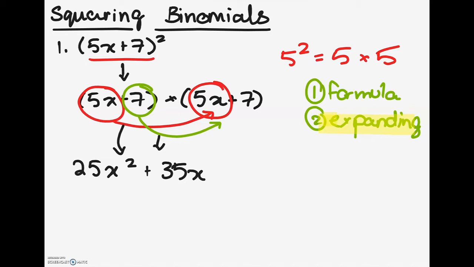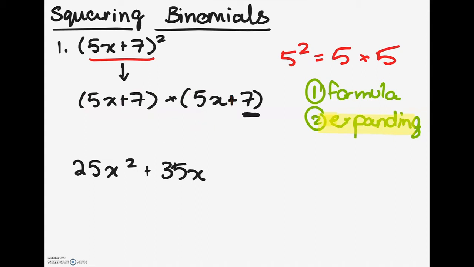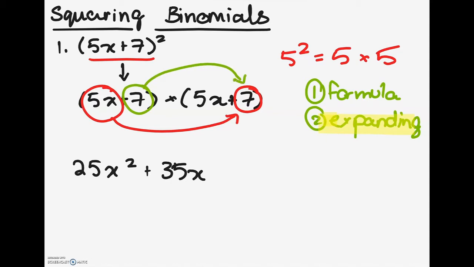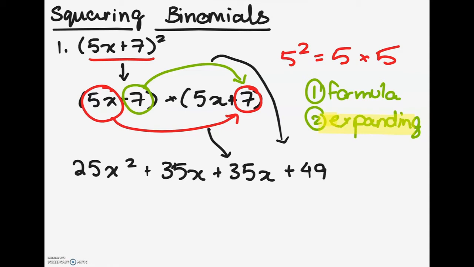Now you're going to repeat the same thing using the second term of your second binomial. To do that, we're just going to repeat what we just did. So we're going to be taking the first term of our first binomial, multiplying it with the second term of our second binomial, and then the same thing, second term with our second term. If we multiply this, we will get 5x times 7 is going to be 35x, and then 7 times 7 is going to be positive 49.